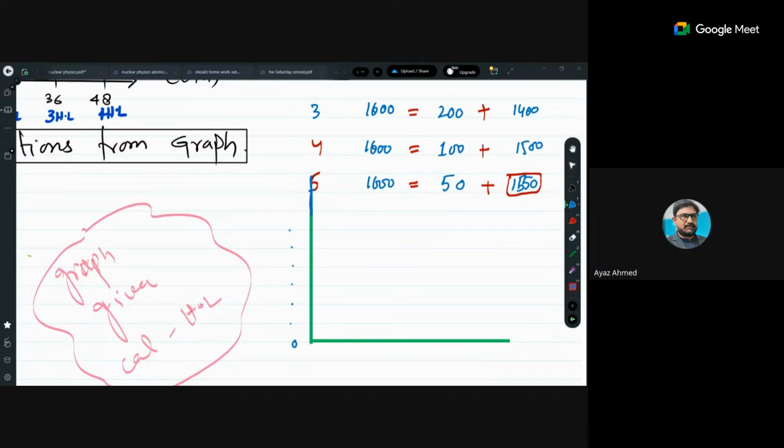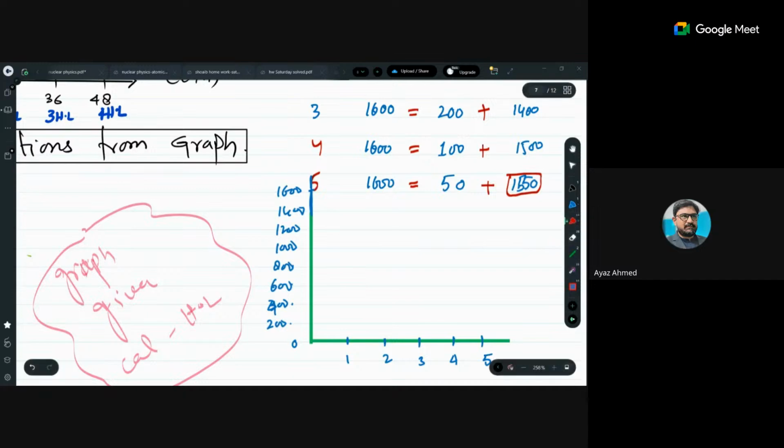Okay, 1, 2, 3, 4, 5, 6, 7, 8. This is your 0, 200, sorry, 400, 600, 800, 1000, 1200, 1400, and 1600. This is, let's say, one half life, two half lives, three half lives, four half lives, five half lives. So when there is no half life, the number is over here. After one half life, at that time, what is decayed? Decay will be here, is it?